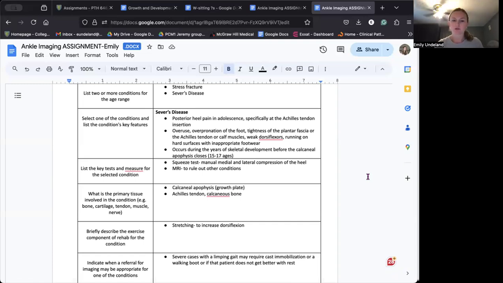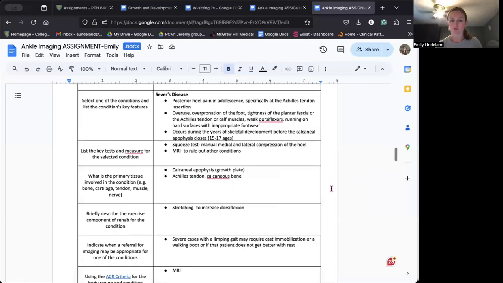So, like I said before, this occurs during the years of skeletal development, before the calcaneal apophysis closes. So, between like ages 15 to 17 is when the growth plate starts to disappear. So, typically after that age, you won't see this happen. So, like anywhere between 13 to 15 is when it's really apparent, based on the articles I've read.